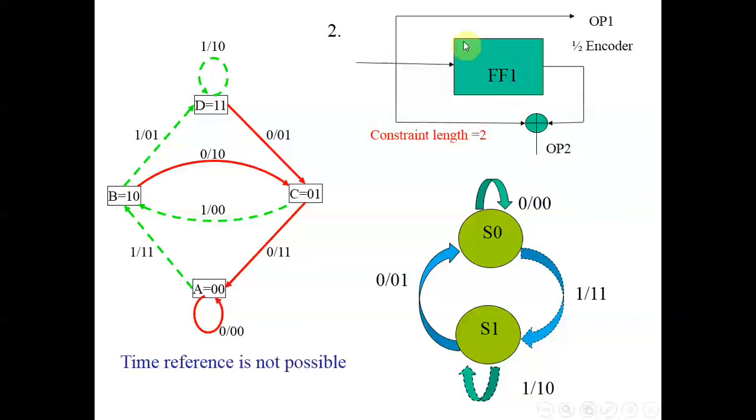Now there is only one flip-flop in this encoder, so we expect there are only 2 states. We will be indicating that by S0 and S1. S0 is state 0 and S1 is state 1. So let's see the state diagram.